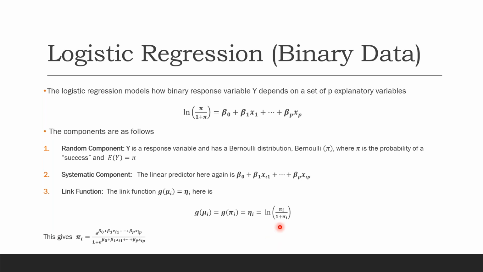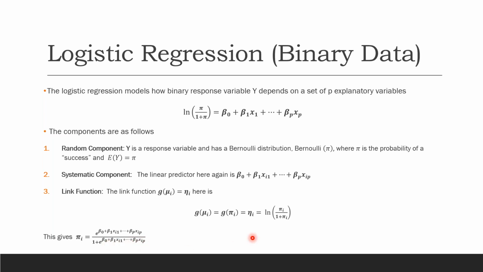So this form of the equation, this link function, implies that the probability is given by this expression, which is e to the power of the systematic component, the linear predictor, divided by 1 plus e to the power of the systematic component, the linear predictor.